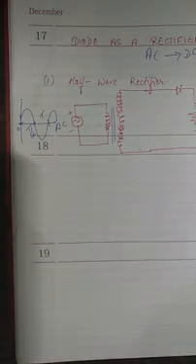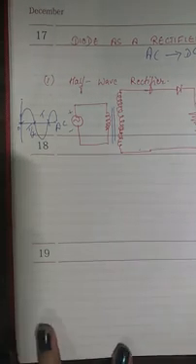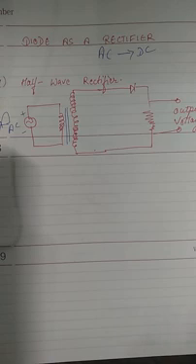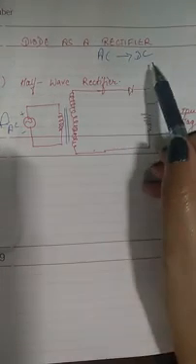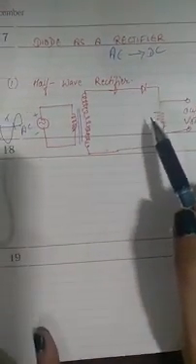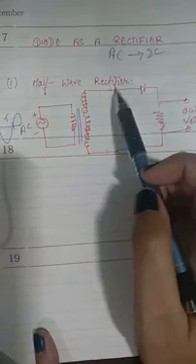Hello students, welcome back. In today's class, we are discussing diode as a rectifier. Now, a rectifier is a device which converts AC into a DC source. There are two types of rectifier. The first one is the half-wave rectifier.